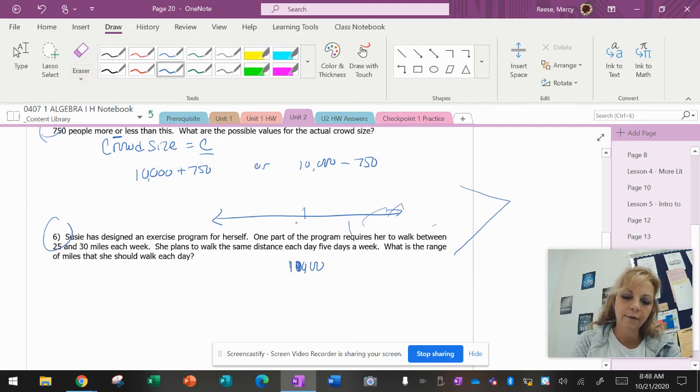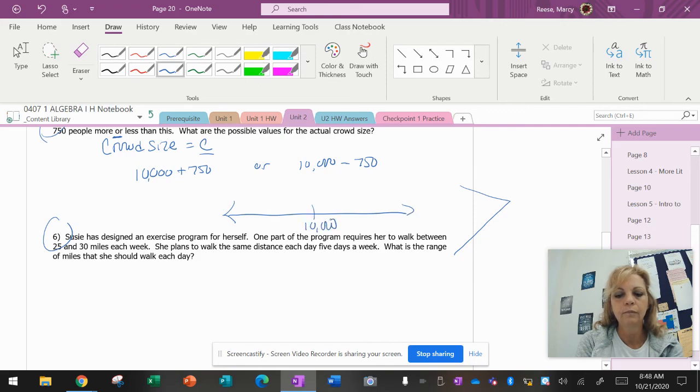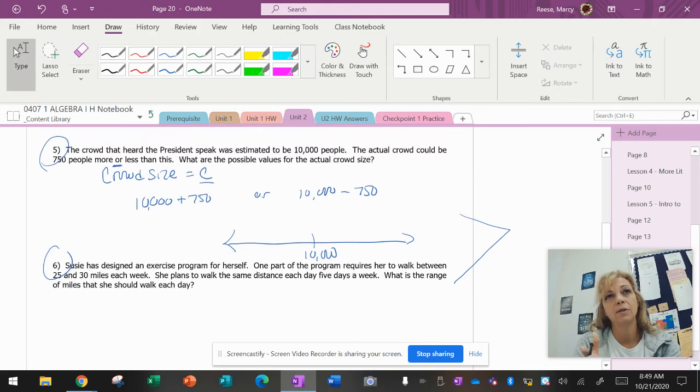So if I have 10,000, let me redo the whole thing. If I have 10,000 people, and I say that the crowd could be 10,000, but approximately like 750 more or less, then I would add the 750, right? So it would be 10,750, or I would subtract the 750, and it would be 9,250, right? And it says the actual crowd could be more or less that.